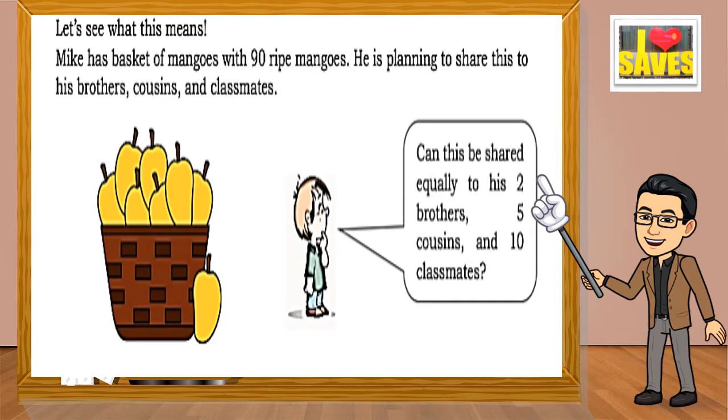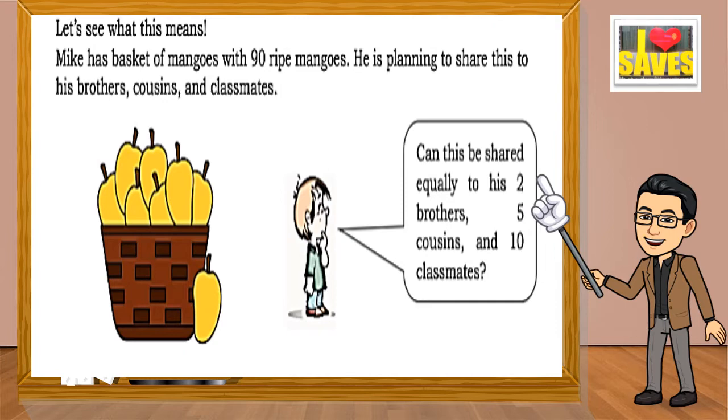So here we have a problem. Mike has a basket of mangoes with 90 ripe mangoes. He is planning to share this to his brothers, cousins, and classmates. So the question is, can this be shared equally to his 2 brothers, 5 cousins, and 10 classmates?